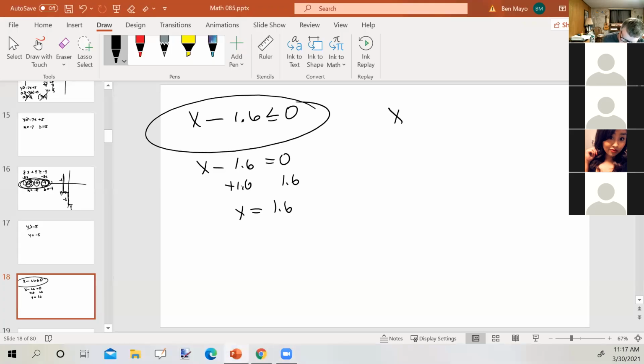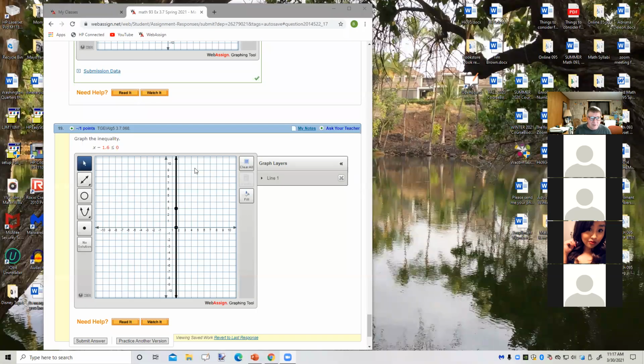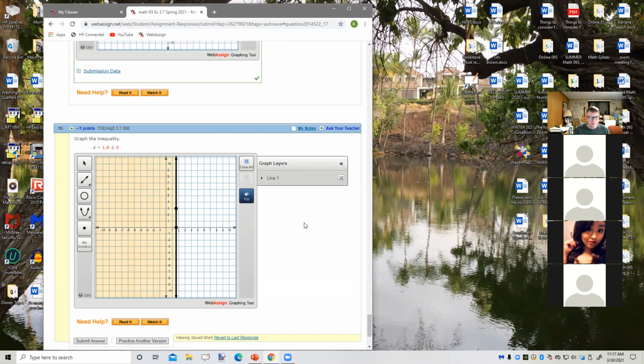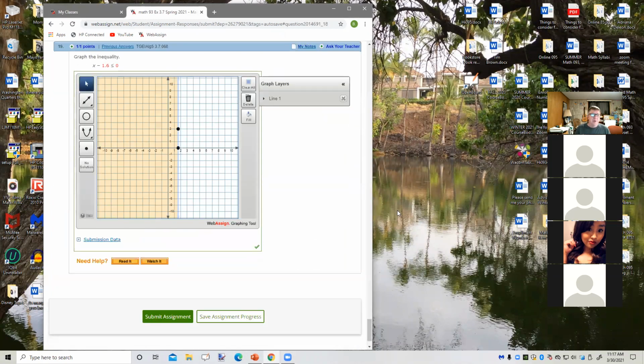Now let's go back to the whiteboard. If I take this and solve it for x, I get x is less than or equal to 1.6. So where on the graph is x less than 1.6? We can't say above or below because we're not dealing with y, we're dealing with x. So is it to the left or to the right? To the left. Correct. And there is our graph.